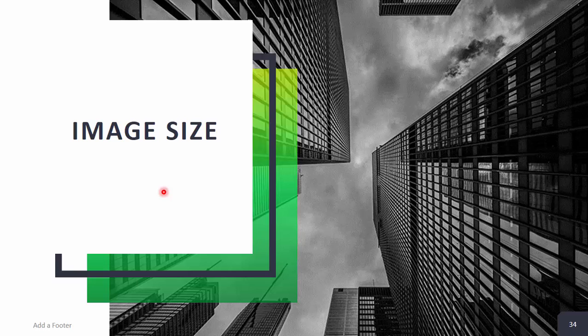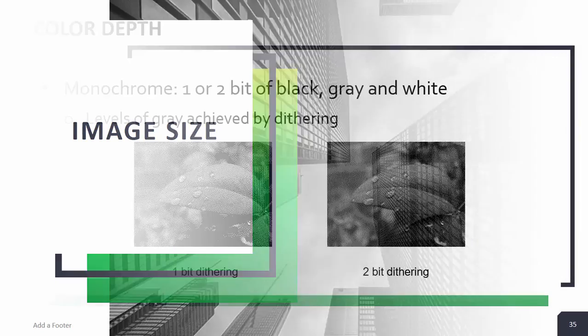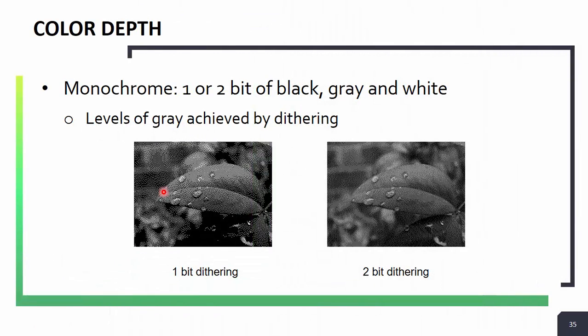Next, let us talk about image size. This is about how much size, how much RAM we need to keep the image information. This is not about the dimension, the width and height. There is a concept of color depth. First, let us look at the monochrome color. Monochrome means black or white, or may also include the grayscale in between.